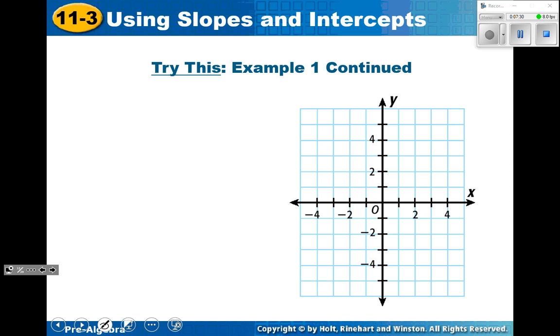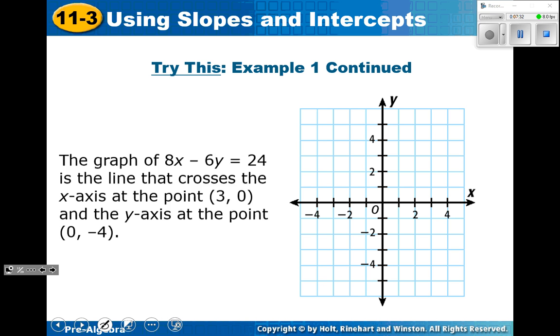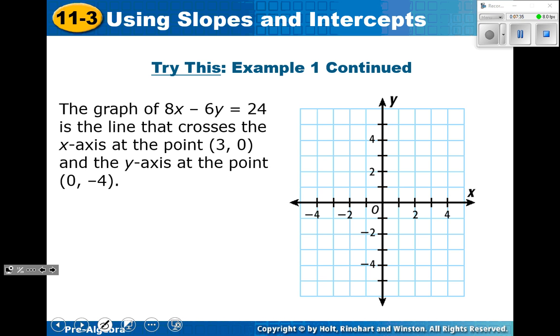Then you graph that using the intercepts, which again are expressed as ordered pairs here. Go ahead and plot those 2 points and draw the line that connects them.